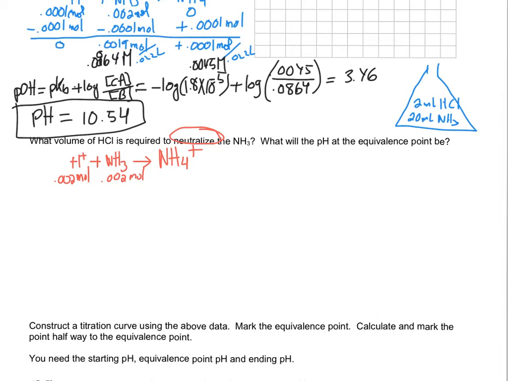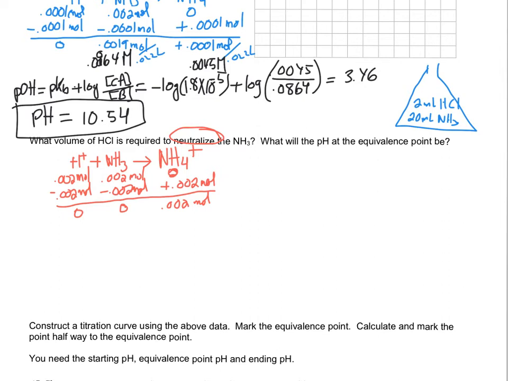So if I start with 0 of my NH4+, my change would be that I use up that amount: minus 0.002 moles, minus 0.002 moles, and plus 0.002 moles. So at the end, if I've reached my equivalence point, this is 0, and this is 0.002 moles.